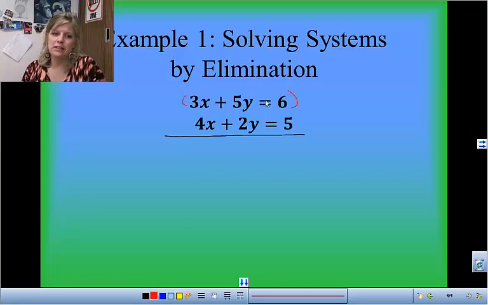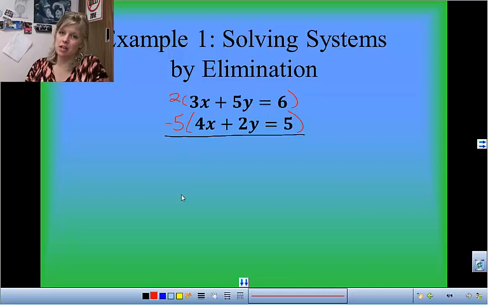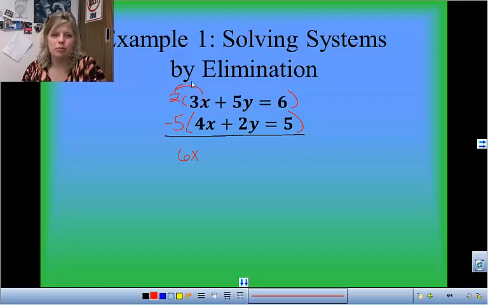So I'm going to multiply the top equation by 2, because that will give me a positive 10y. Multiply the bottom one by a negative 5, because that will give me a negative 10y. Goal: eliminate the y's in this problem. So I got 6x, if I distribute, plus 10y equals 12. That was my top equation.